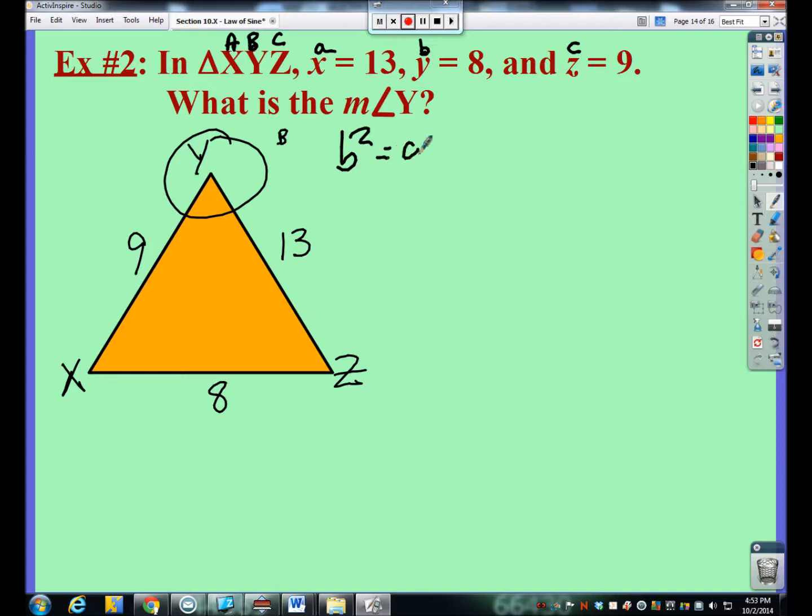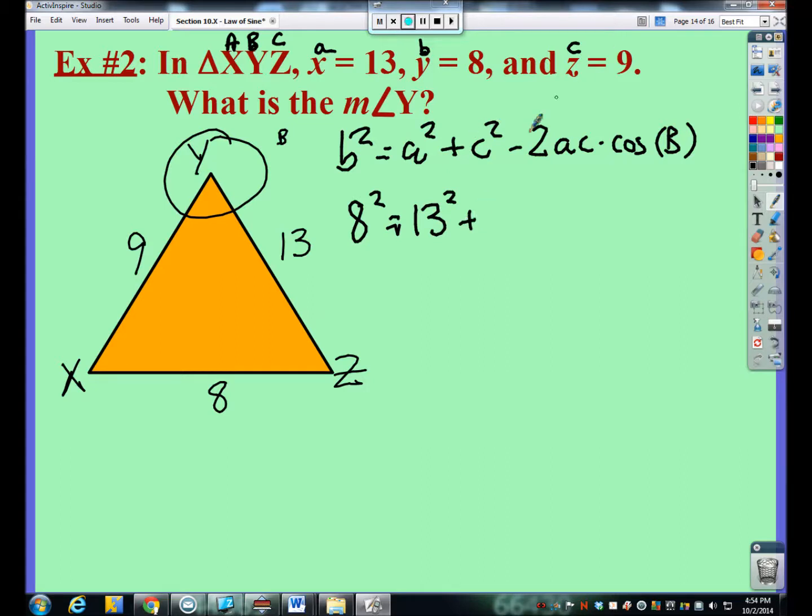b squared equals a squared plus c squared minus 2ac times cosine b. So side b, well, I said that's really like y, so that's 8 squared. A squared was like our x, so that's 13 squared. Plus c squared, that was really like my z, so that's 9 squared. Minus 2 times 13 and 9 times cosine of b. Now, I could write b there, but what was I really solving for? Angle y.